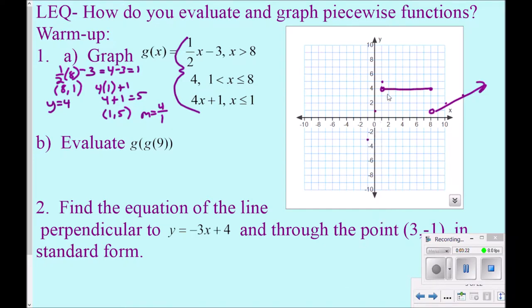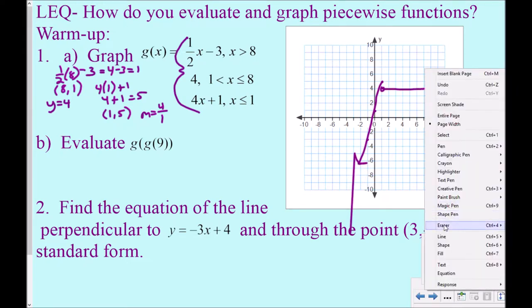And that gives me my line. I don't know what just happened there, but that gives me my line. We'll get rid of that crazy extra thing that for some reason just appeared.